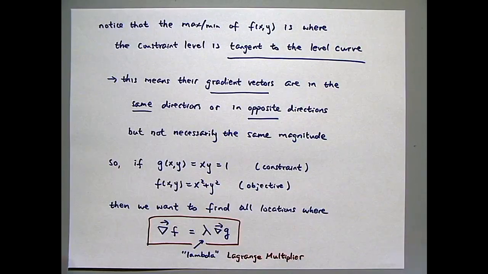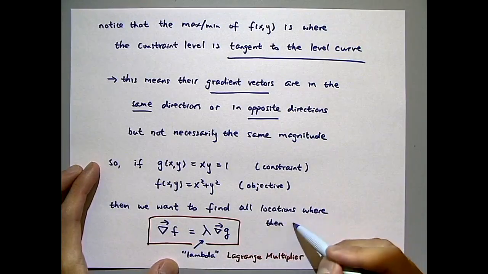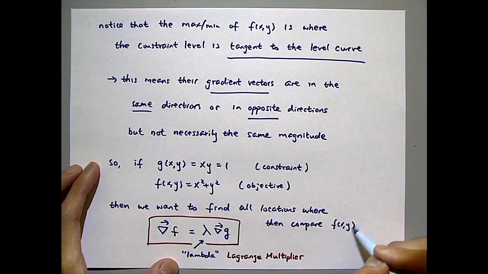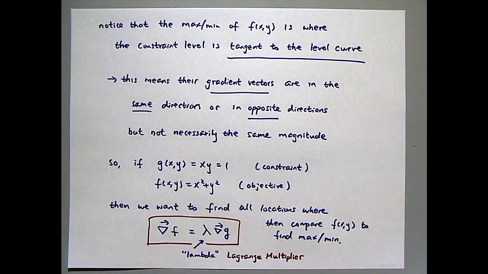Once we find out all the locations where this happens, then we just compare the values of f. Whichever is the greatest one is the maximum, whichever is the lowest one is the minimum. Just like what we did with the D test, actually the absolute max and min. Then compare f of xy to find the max and min. Okay, so that's the idea.